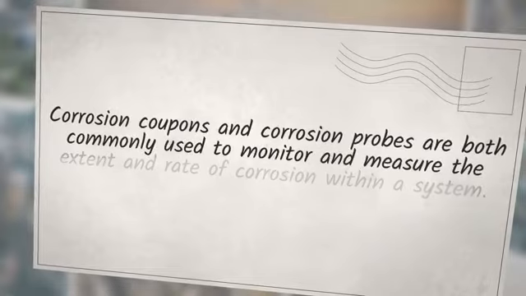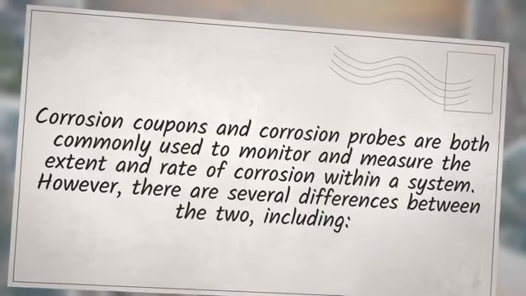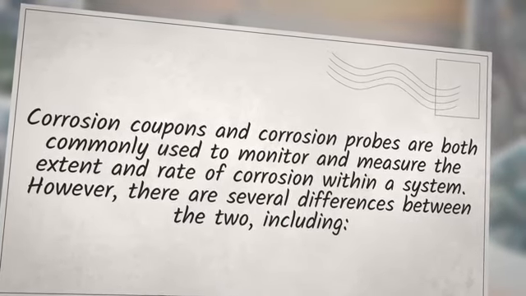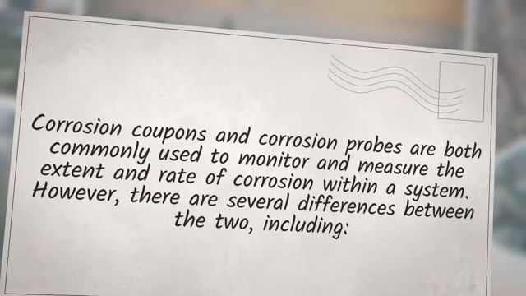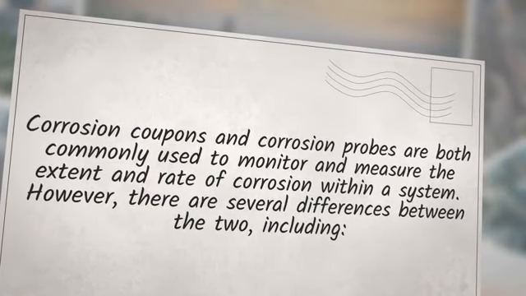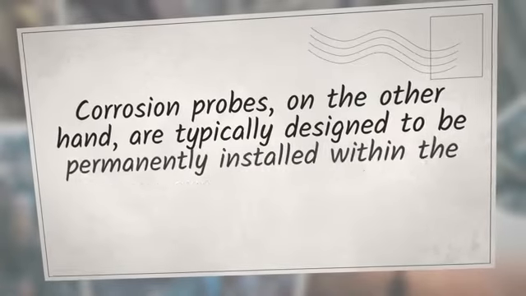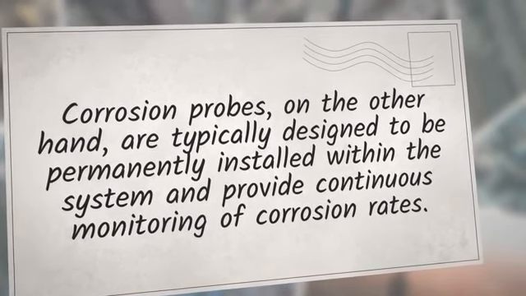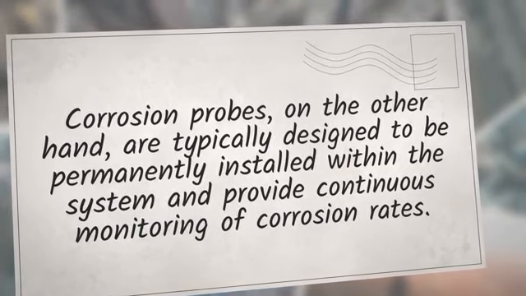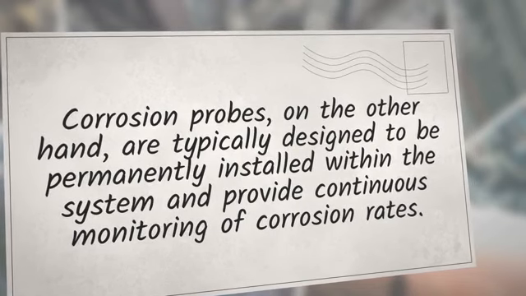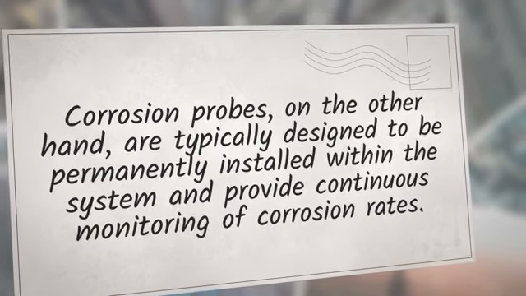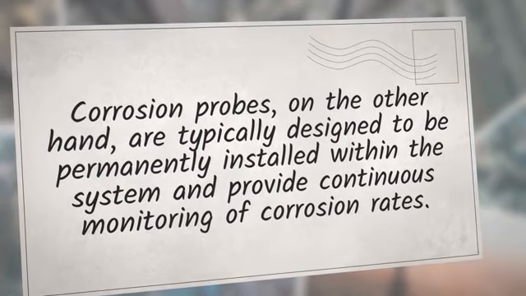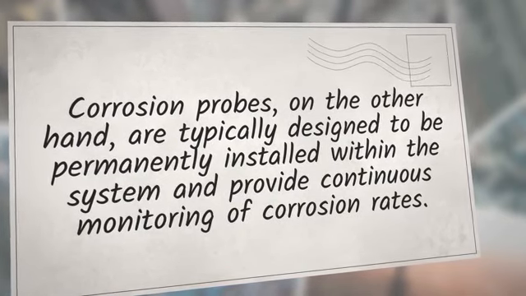Corrosion coupons and corrosion probes are both commonly used to monitor and measure the extent and rate of corrosion within a system. However, there are several differences between the two, including design. Corrosion coupons are typically flat, rectangular-shaped samples that are placed within the system being monitored for a specific period of time. Corrosion probes, on the other hand, are typically designed to be permanently installed within the system and provide continuous monitoring of corrosion rates.